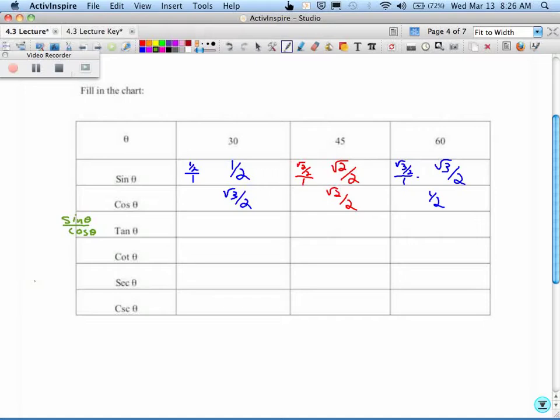So for 30 degrees, tangent of 30. I'm going to take the sine, that's 1/2, and divide by the cosine, that's root 3 over 2. Oh, roughly about 4th or 5th grade, a teacher told you when you divide by a fraction, you do what? You multiply by the reciprocal. So this is 1/2 times 2 over root 3. The 2's can go ahead and cross off. And I'm left with 1 over root 3. What do I do with that? Rationalize, and I get root 3 on top, 3 on the bottom.